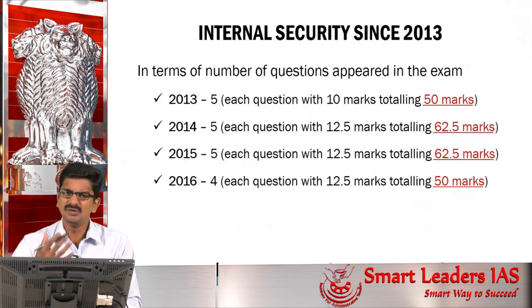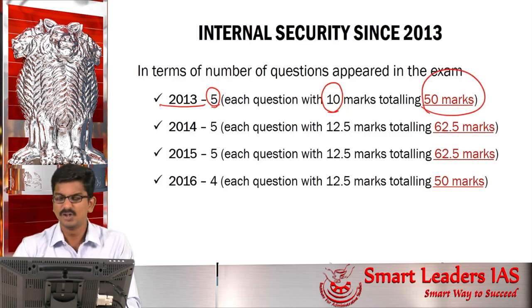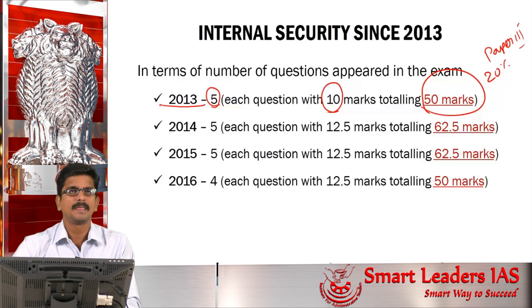Now let's see how important it is to prepare for internal security. Frankly speaking, this is one of the areas in paper 3 which is sufficiently rewarding. In 2013, the first time the mains examination was reformed, there were 5 questions from internal security with 10 marks each. There were totally 50 marks out of 250 marks. So it constituted 20% of paper 3, which is also a very easy topic.